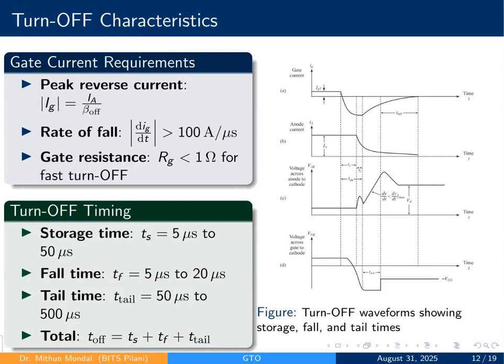Now if we see the turn off characteristic, the peak reverse current of the gate is the ratio of the anode current to beta off, and the rate of fall of the gate current should be greater than 100 ampere per microsecond. Gate resistance should be less than 1 ohm for fast turn off of the GTO.